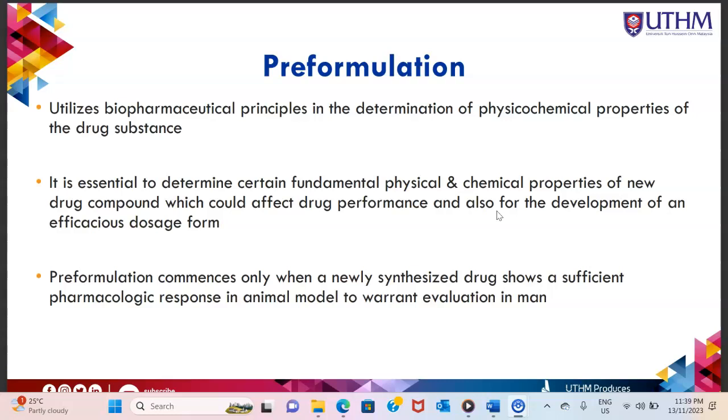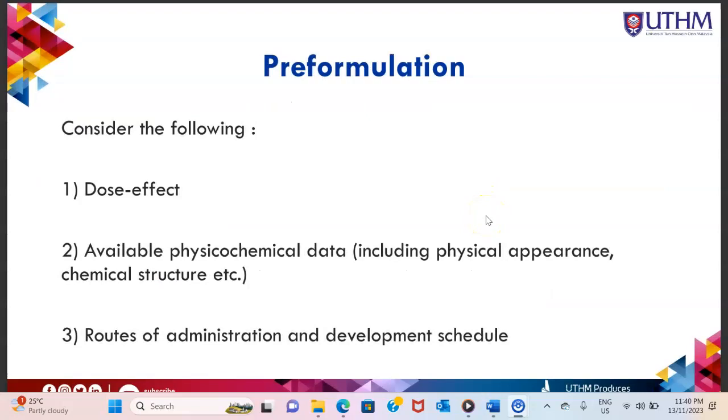So what is this pre-formulation all about? This pre-formulation is needed because you have to study the effect of this drug that you are synthesizing. So under pre-formulation, there are several points that you have to consider. The first one is the dose effect. The second one is the physicochemical data. And the third one is how are you going to administer the drug and the development schedule.